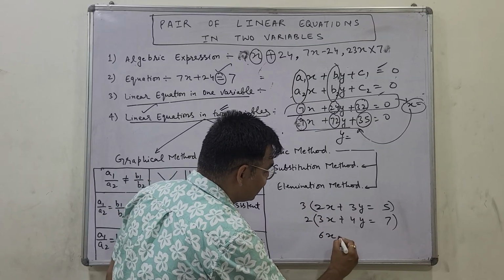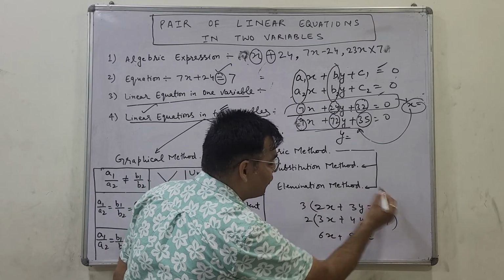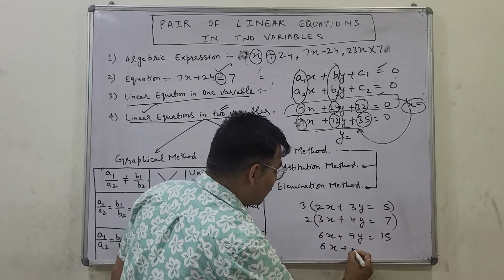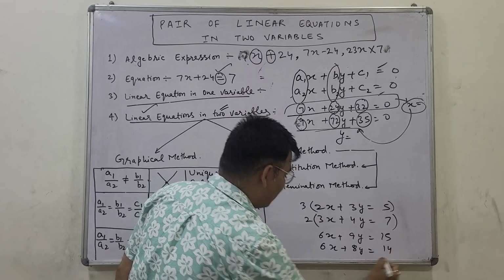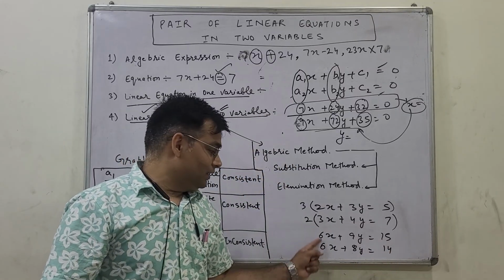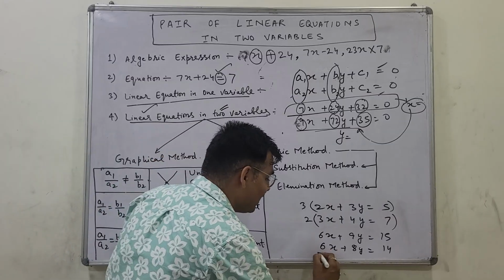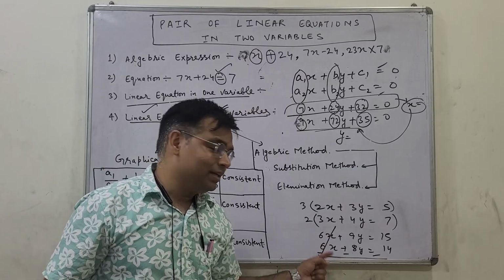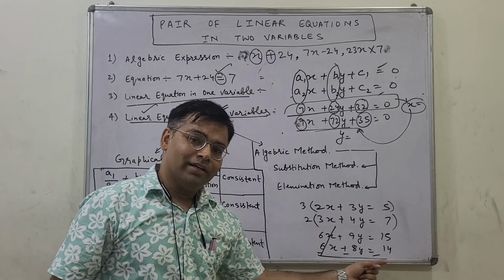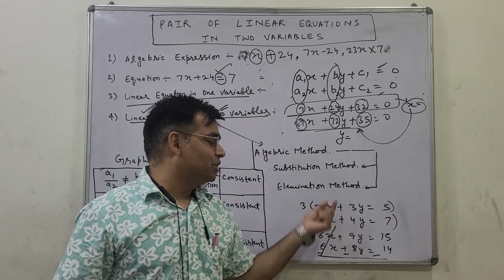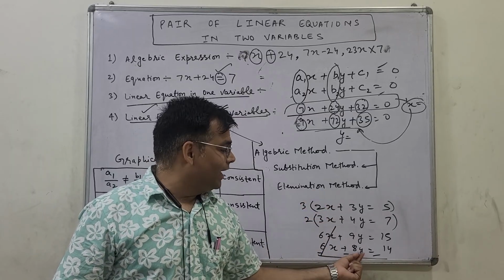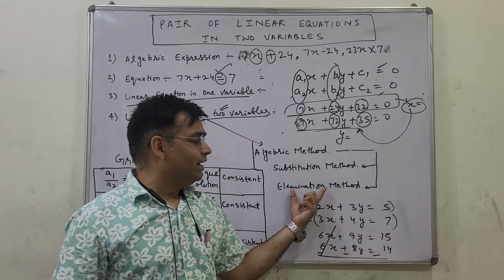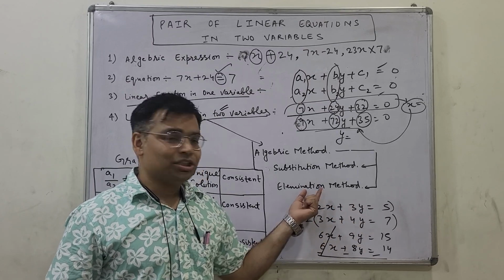Now both have 6x plus 9y is equal to 5 times 3, which is 15, and 6x plus 8y is equal to 7 times 2, which is 14. Now you can see that the x coefficients are the same. So now they can be eliminated by changing the sign. Either x or y is eliminated. That's why it is called the elimination method. By this we will find the value of y and substitute in either of the above two equations. In this manner we will find the values of x and y for the elimination method.